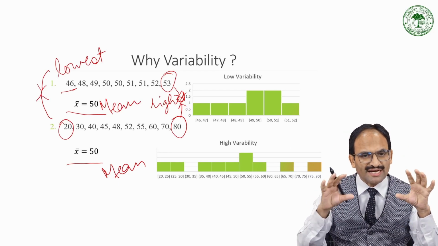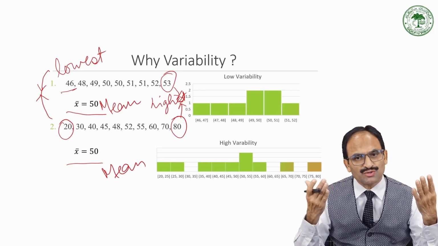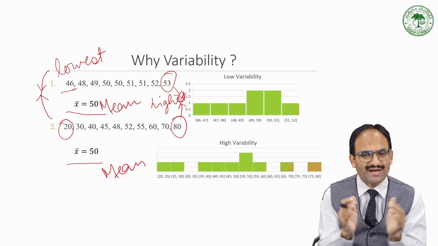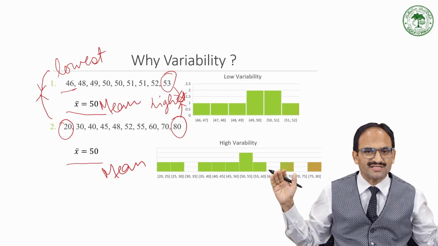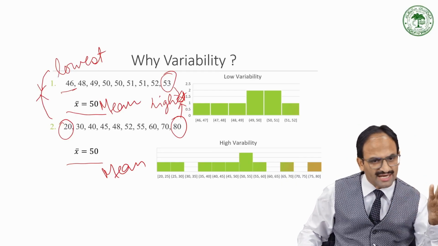This shows that the second group has more variability in comparison to the first group. In the first group, variability was less, whereas in the second group, variability is more, though in both cases the mean comes out to be the same, that is 50.